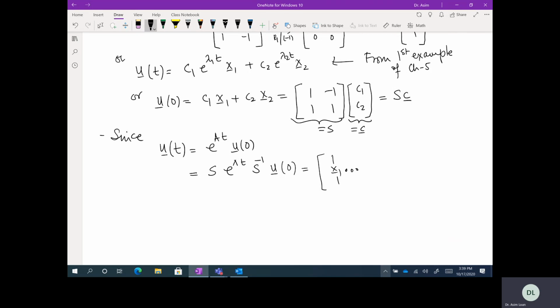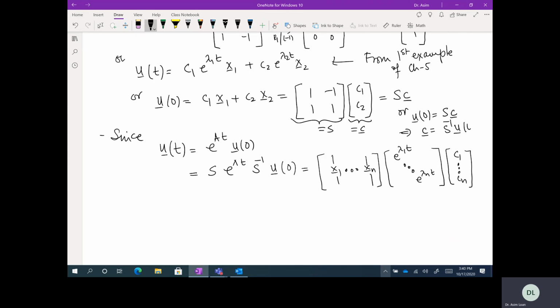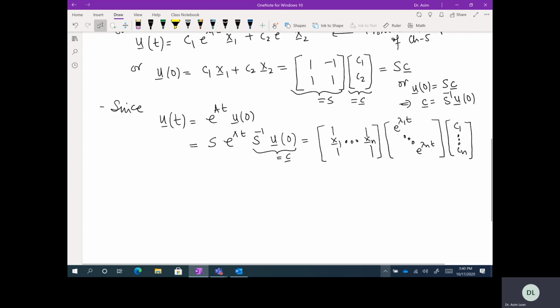This is equal to the matrix with columns x1 through xn, times the diagonal matrix with e to the lambda 1 t through e to the lambda n t. You have to bear with me on how I equated these two. And then S inverse u naught is simply c, since u naught equals S c. This implies c equals S inverse u naught. So S inverse u naught is equal to some c.